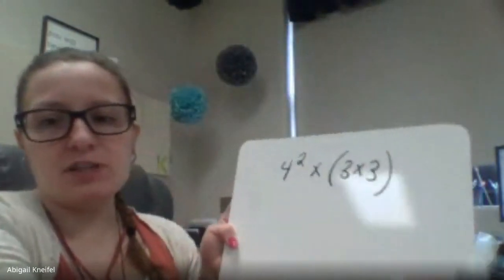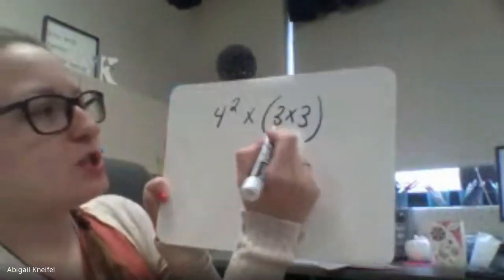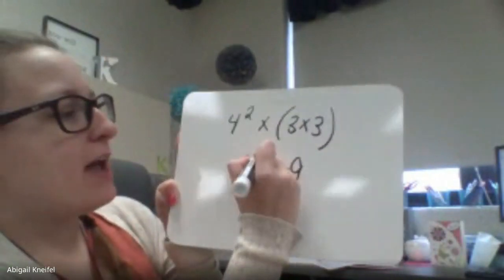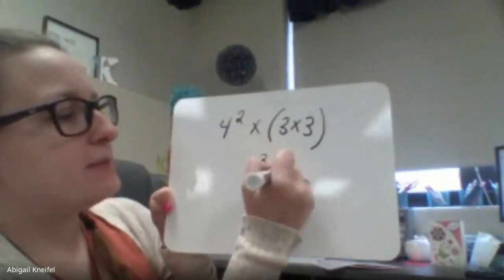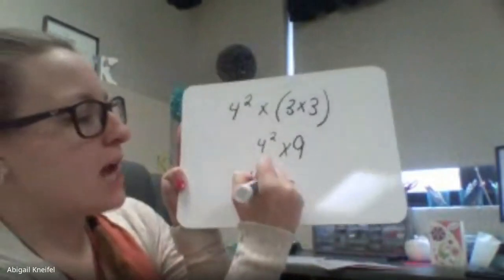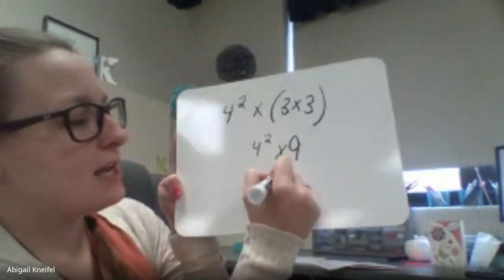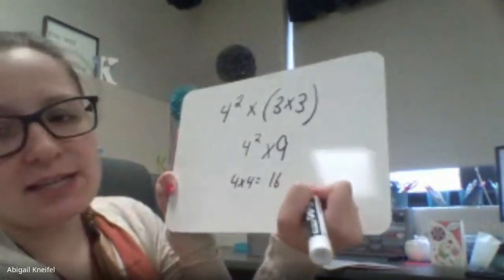All right, so the first step is parentheses. 3 times 3 is 9. So now I have 4 to the second times 9. 4 times 4, which is 4 to the second, equals 16. Now I have 16 times 9.